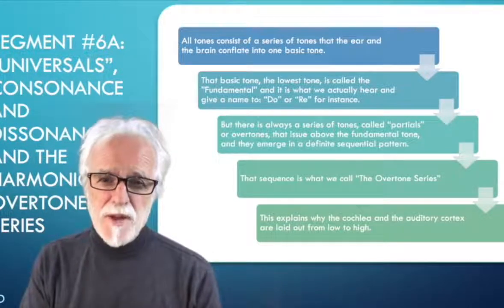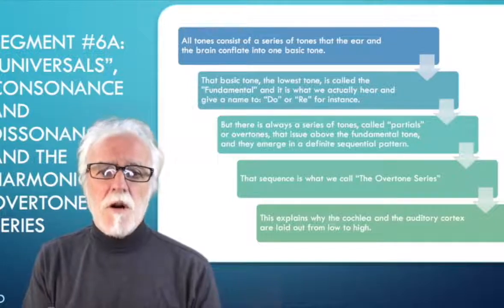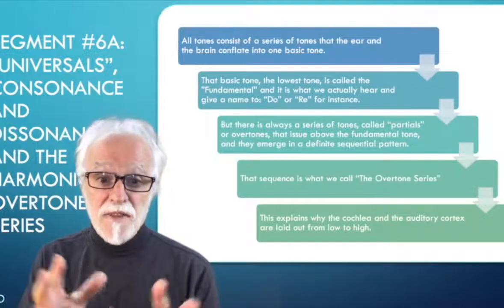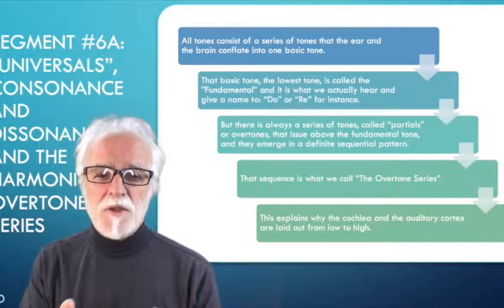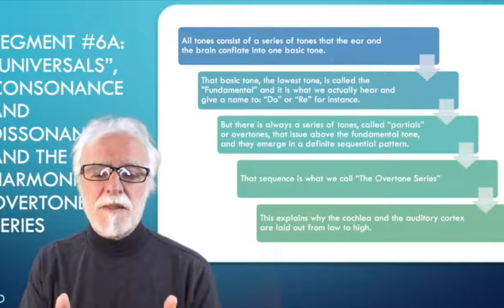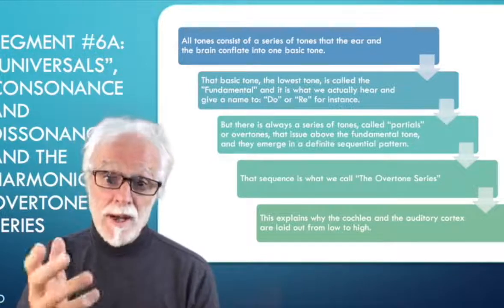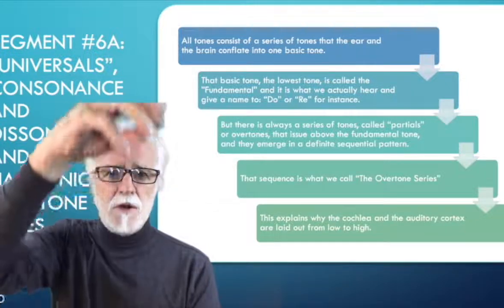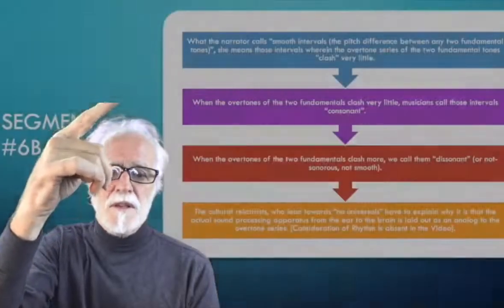So let's just touch upon the overtone series again. All tones consist of a series of tones that the ear and the brain conflates into one basic tone. That basic tone, the lowest tone, is called the fundamental, and is what we actually hear and give a name to. Do, or re, as I said earlier. So you have a fundamental, and it has a series of overtones that come in a pattern, and some of these tones repeat more than others.